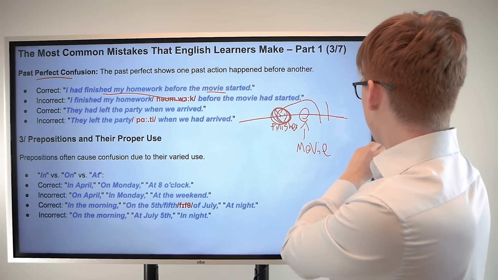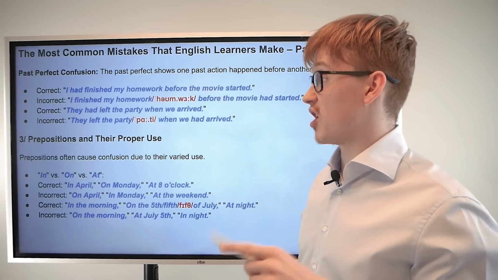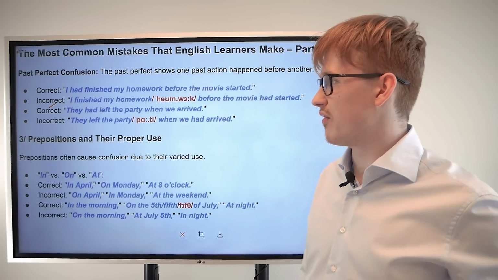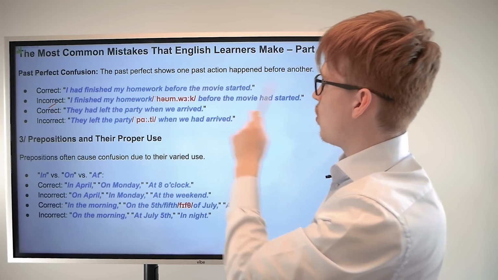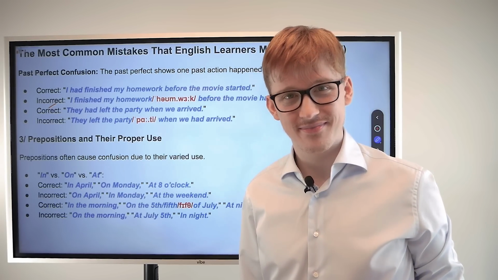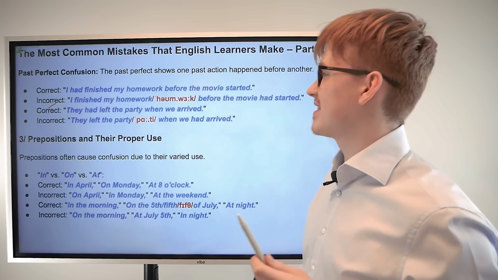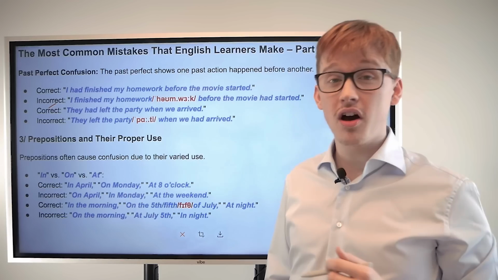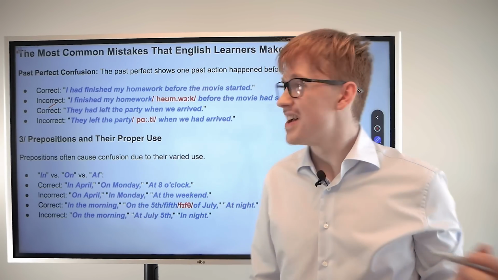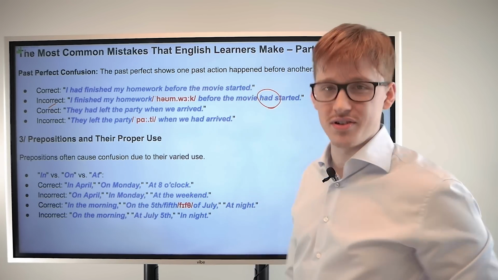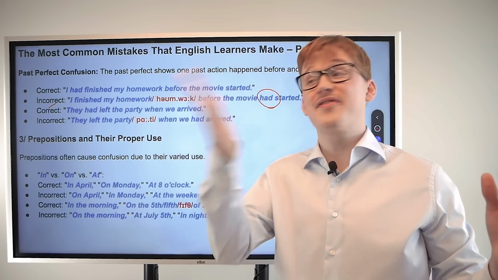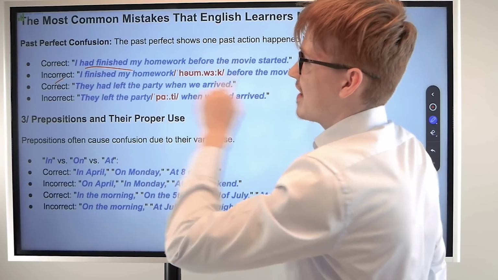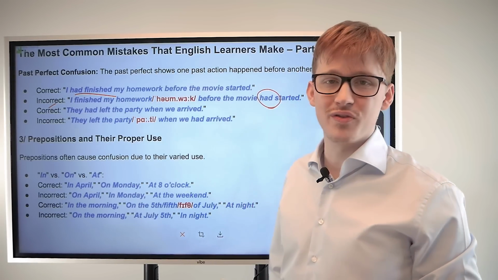What you need to look out for is making sure that you put the past perfect on the correct one. Let's have a look at an incorrect use of this: I finished my homework before the movie had started. Why is this incorrect? Because you're putting the past perfect on the wrong side of the sentence. You're putting it on the thing that happened afterwards. The movie is meant to be starting after you did the homework. You finished the homework and then you watched the movie. So it really should be: I had finished my homework before the movie started.